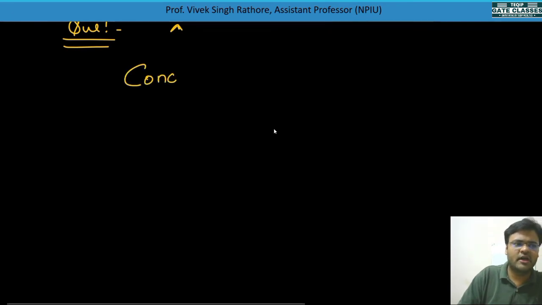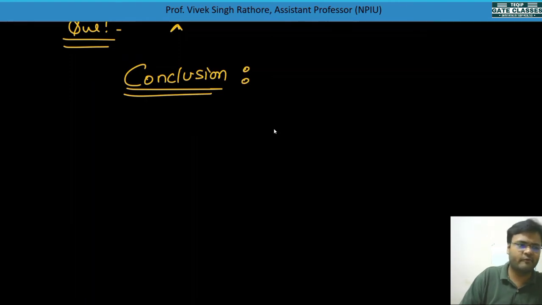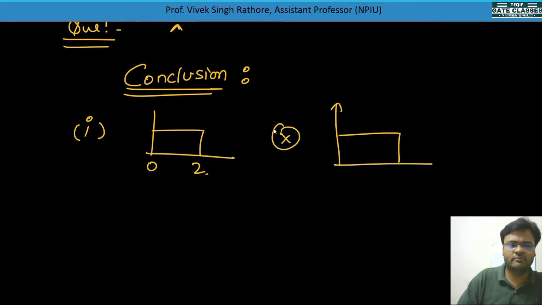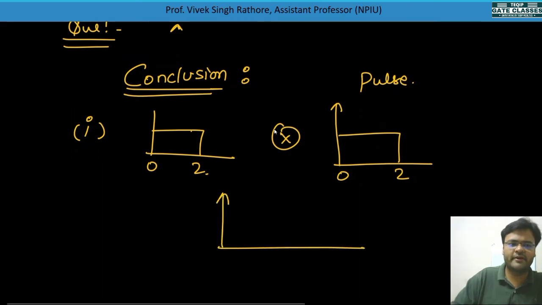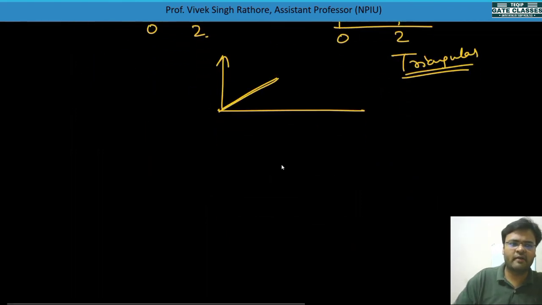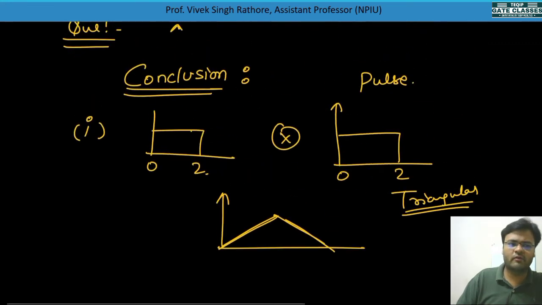Second thing, we are drawing conclusions actually, because after solving many questions we have got some conclusions which are very useful for objective type questions. The first conclusion is: when two pulse signals of the same duration are convolved, the output will definitely be a triangular pulse. This question has been asked many times in the exam. When two pulses of the same duration are convolved, what is the output? It will be triangular only, but what will be the duration?